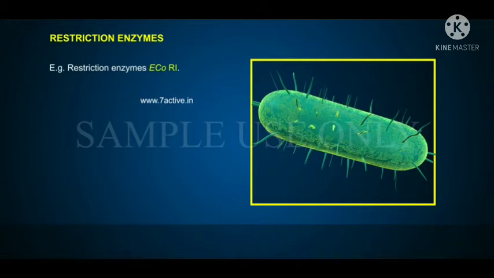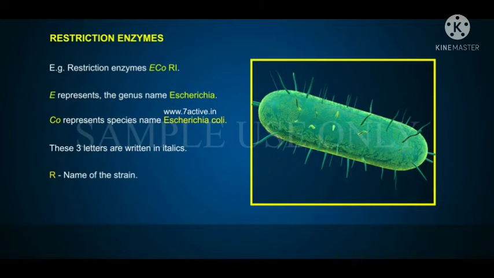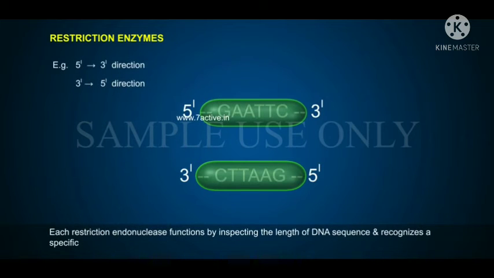The first and most famous restriction enzyme is EcoR1, where E represents Escherichia coli, that is Escherichia, the name of the genus. The word co represents coli, the specific name of the species. These letters are written in italics, and the name of the strain is R. The Roman numeral at the end represents the order in which that strain was isolated, meaning we have extracted a number of strains.